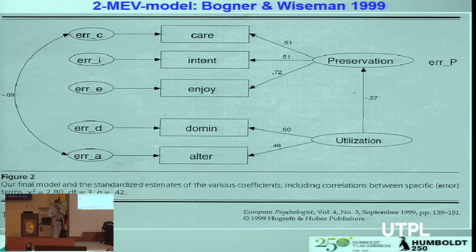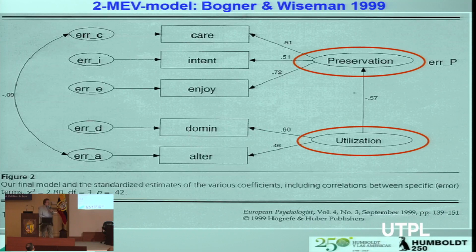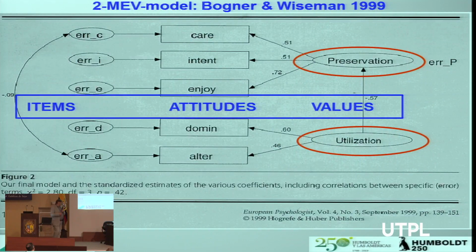1999, you see that we have more or less just two umbrellas. One umbrella is preservation, that means the preference is to preserve nature, to protect nature, and the other umbrella is the preference to use nature, even to exploit nature. And the model is a hierarchical model. That means we have some items. The items group together to some attitudes, and the attitudes group together to some values.